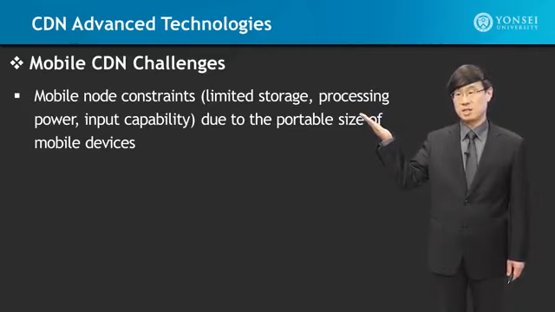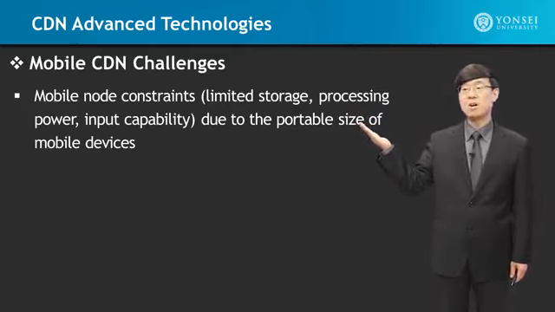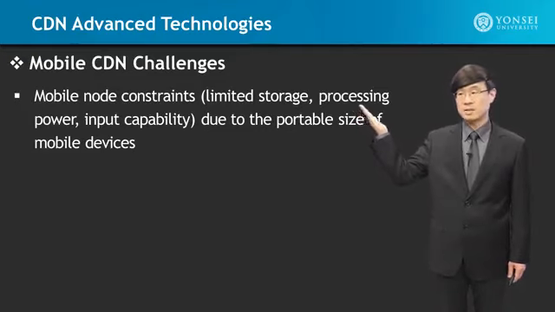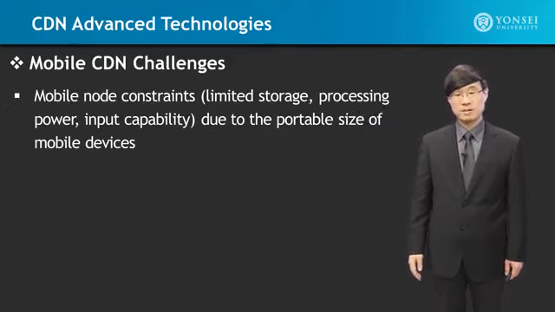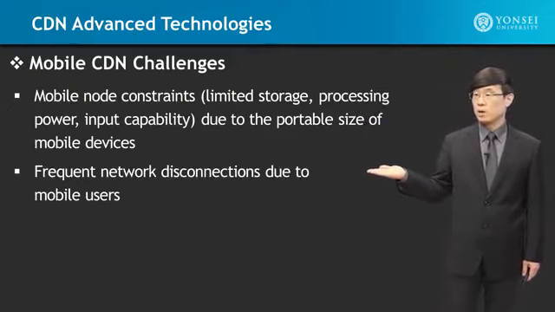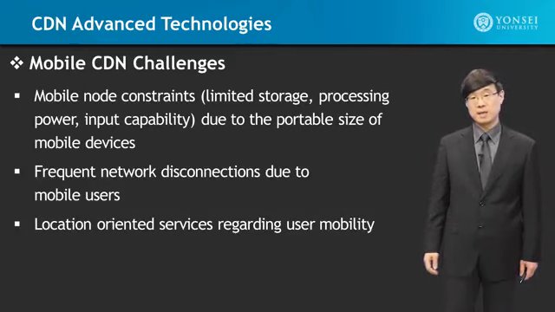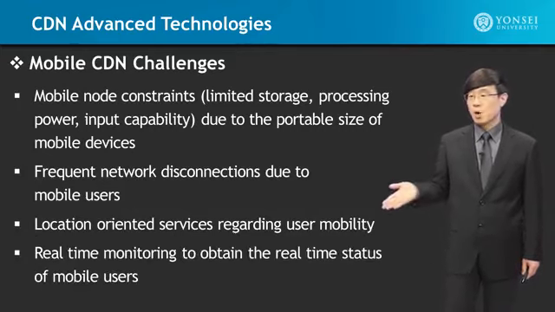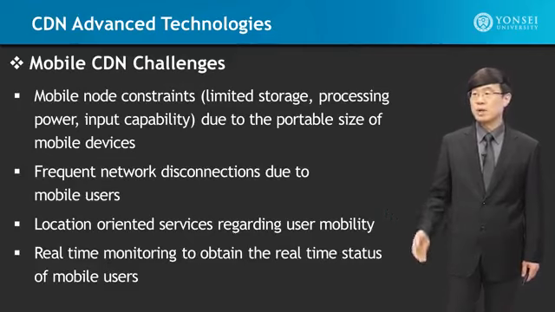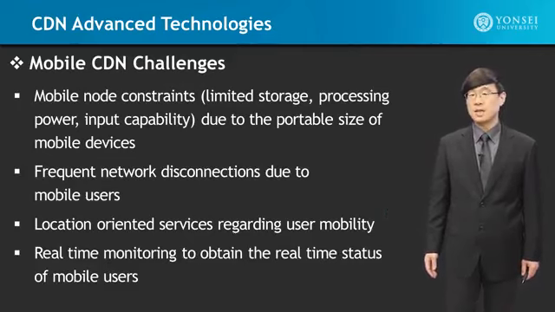Mobile CDN challenges include mobile node constraints due to the portable size of the mobile devices. Some of these constraints are the limited storage size, the processing power, and input capability, and various other factors. Frequent network disconnections due to mobile users experiencing handover. In addition, location-oriented services regarding user mobility need to be considered. Real-time monitoring to obtain the real-time status of mobile users is another challenge.